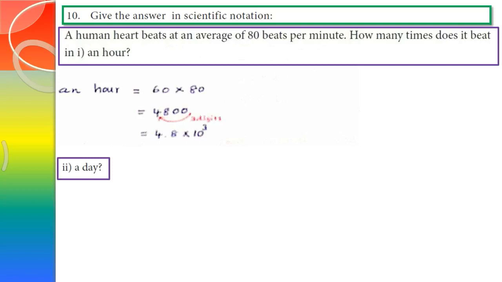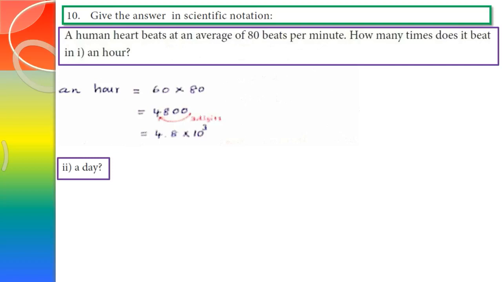4800. Moving the decimal point between 4 and 8, so 3 steps moved, that is 3 digits. So the answer is 4.8 into 10 power 3. How many steps moved? That is the power. So 4.8 into 10 power 3.